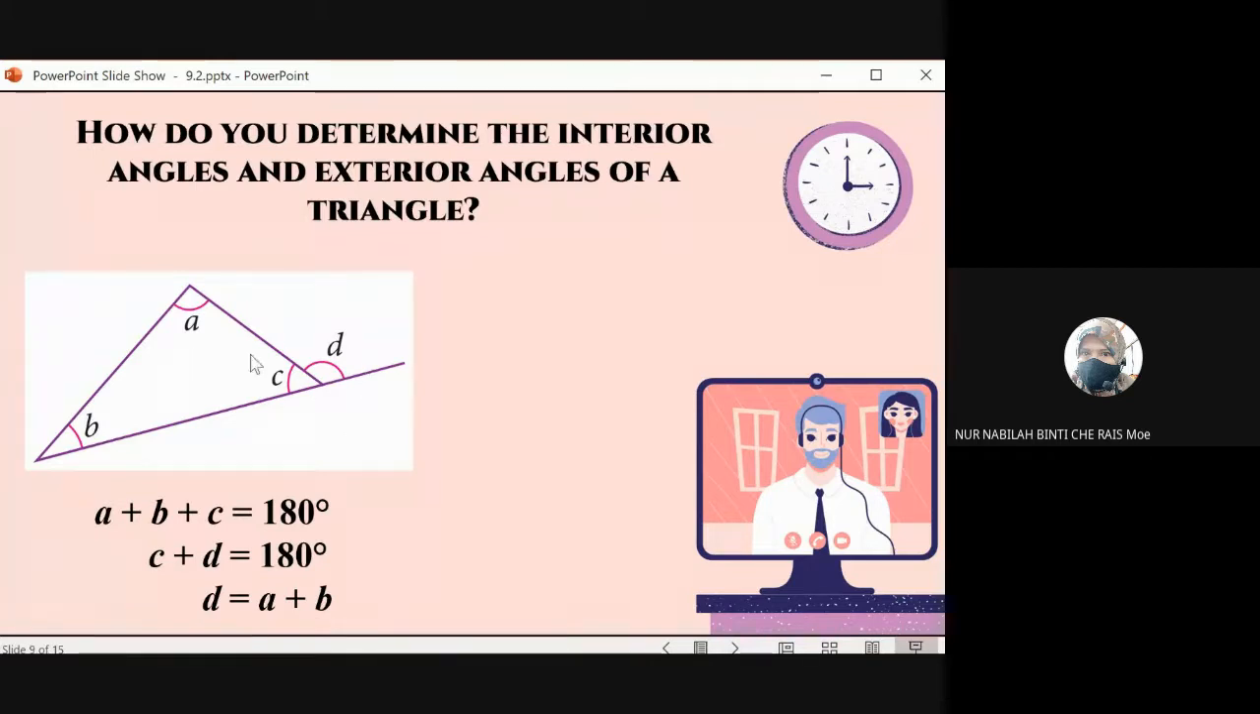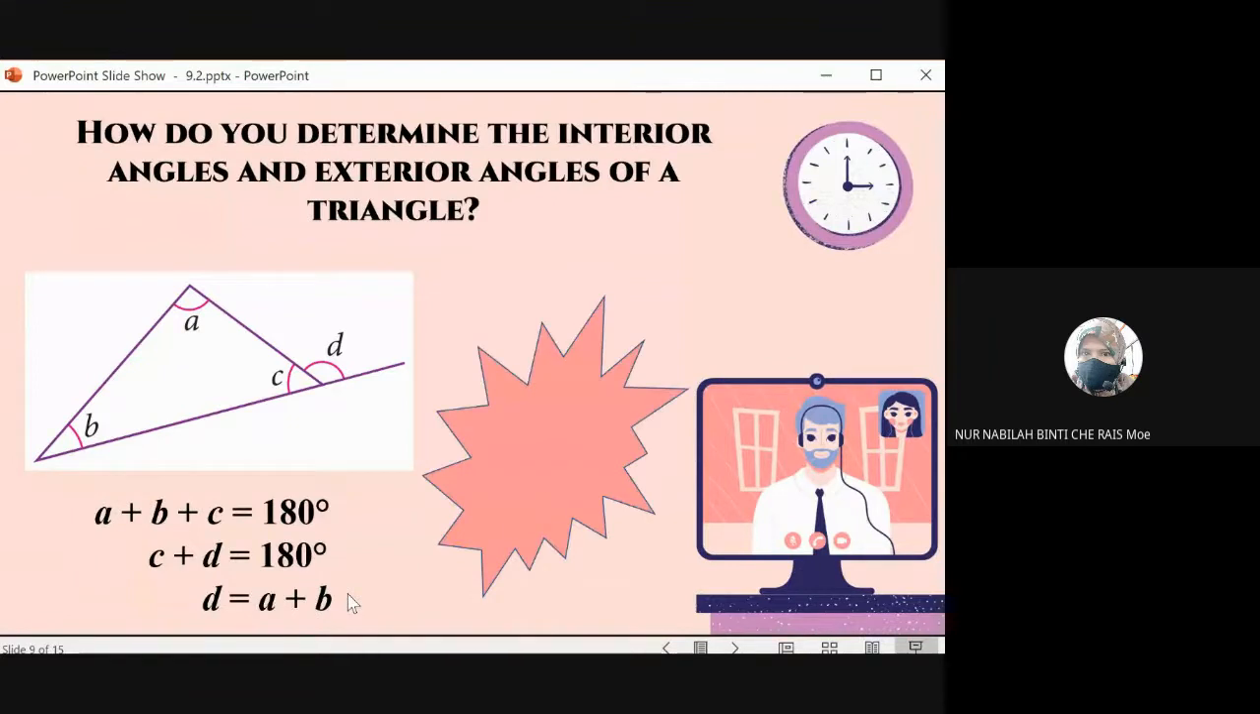Okay, now you look at the diagram. C is the adjacent angle of D. C is the neighbor angle of D, right? So we can find D by adding the two opposite angles of D. You do not take this C. This is the neighbor, the one beside. We don't take this one, but you can find D by adding the two opposite angles A and B. You add A plus B. Okay, we will look at this example later.